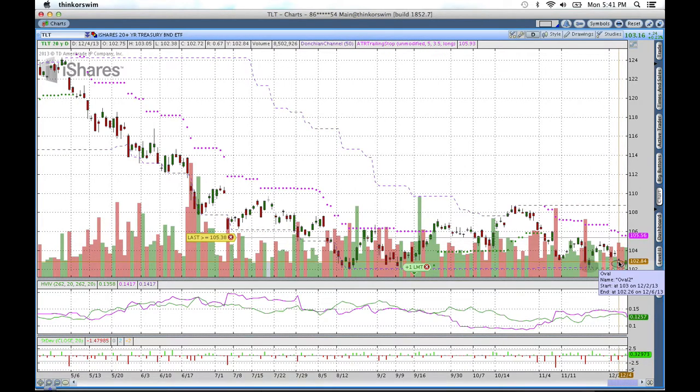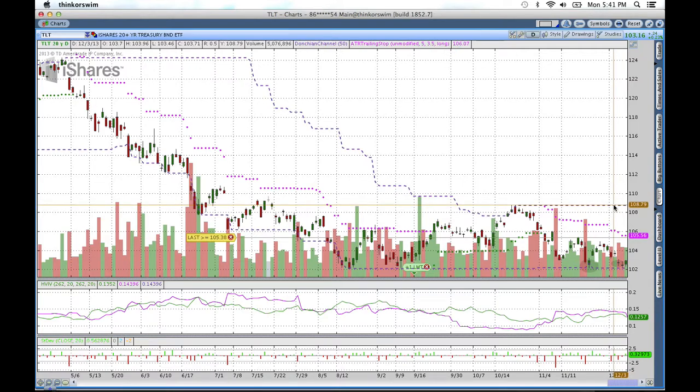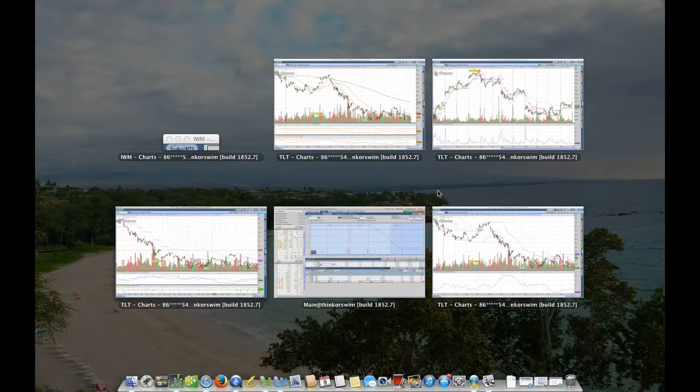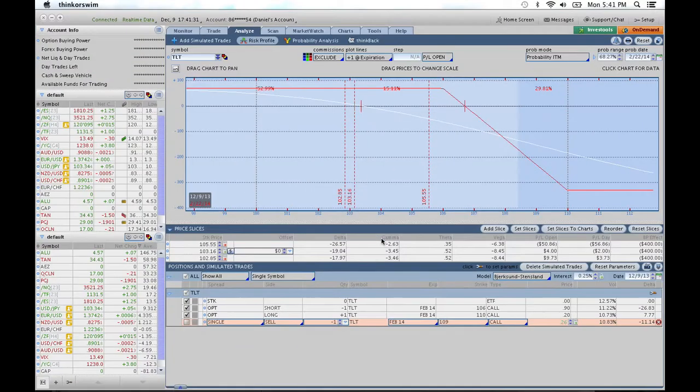Well, a couple days ago here on the 4th of December, I sold the 106-110 call spread in the TLT, and we'll hop over and look at that in just a minute. But that was based on this signal, essentially. And so we're just trying to be short, and this 105.5 level is basically our stop level. So let's go over and look at the Analyze tab in Thinkorswim.